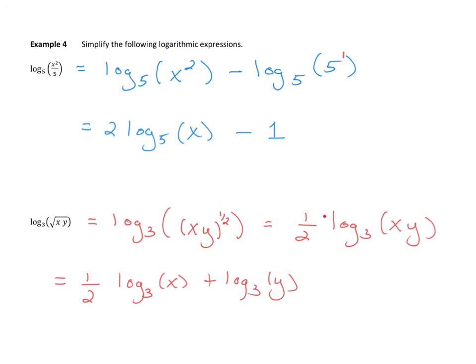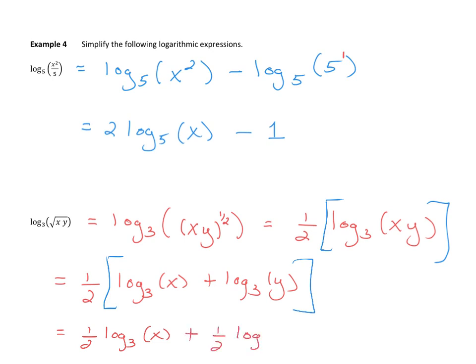This 1/2 is being multiplied with this entire expression. There should be a 1/2 here. So just to put some parentheses for emphasis, it's really 1/2 times log base 3 of xy. That's really 1/2 times this thing. If you multiply the 1/2 into the parentheses, you get 1/2 log base 3 of x plus 1/2 log base 3 of y. And that's the answer.